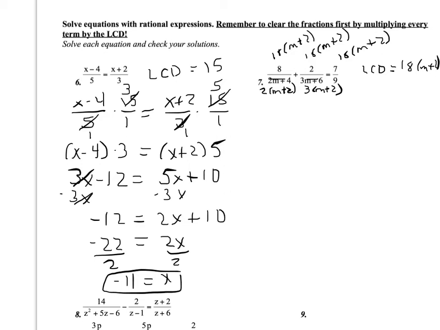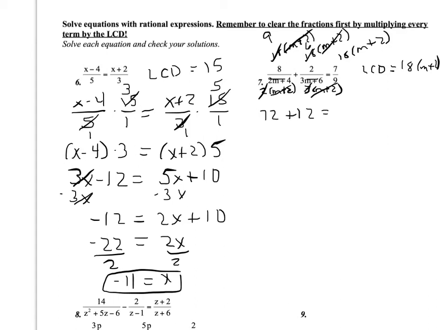And I will reduce down where I can. So 2 will go into 18 9 times, and those m plus 2's cancel out in the first fraction. What that leaves is the original 8 in the numerator times the 9 for the LCD, and I get 72. If I move to the second fraction, 3 goes into 18 6 times. Again, the m plus 2's will cancel out. That will leave me with 2 times 6, which is 12.